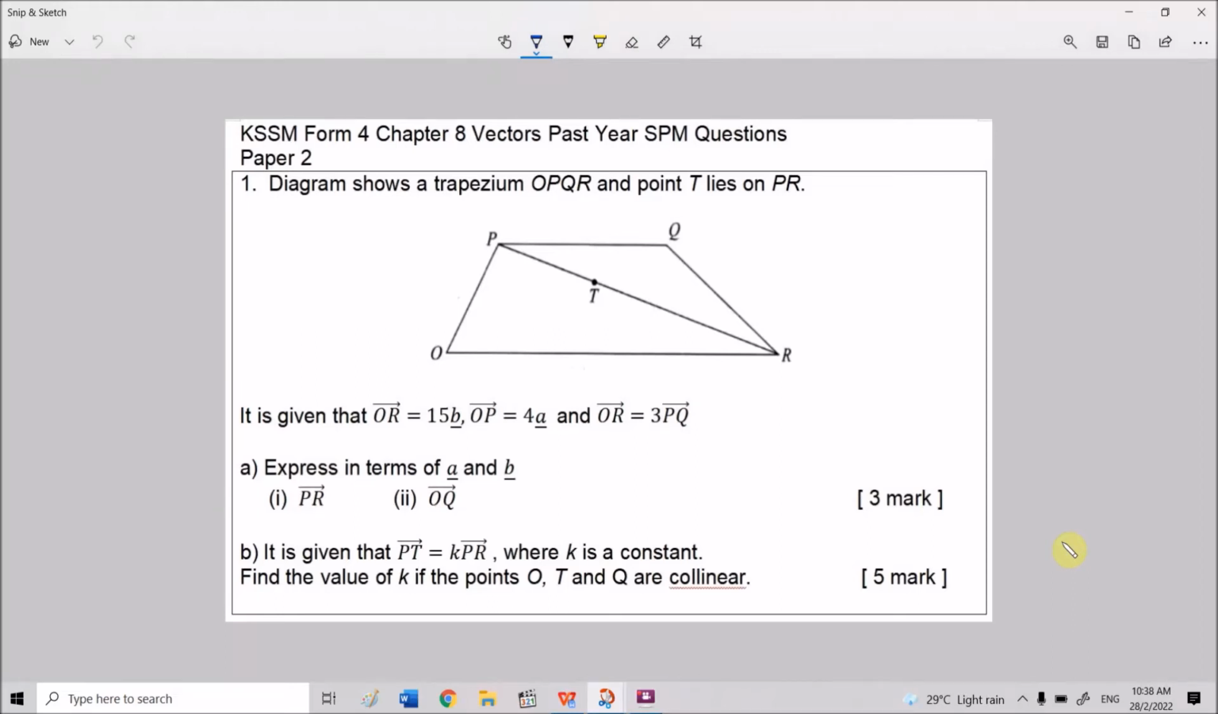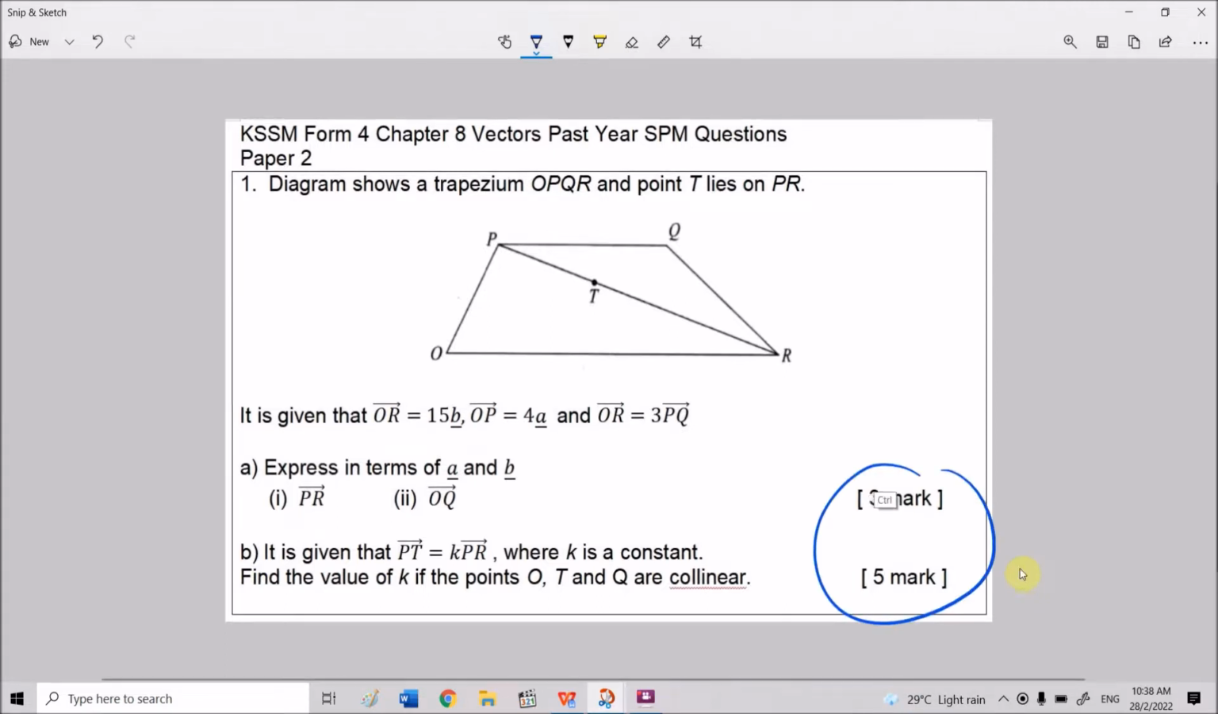Hello everyone, welcome to this video where we are going to discuss Form 4 Chapter 8 Vectors, Clone Past Year SPM questions. So I'm going to pick two past year questions to discuss, and both of these are from Paper 2. Okay, so as you can see here, we have an 8-mark question.